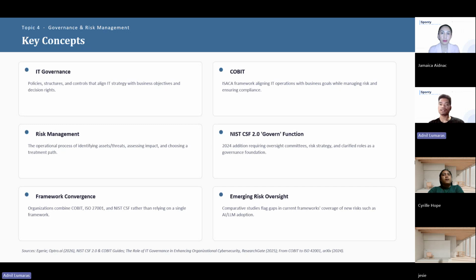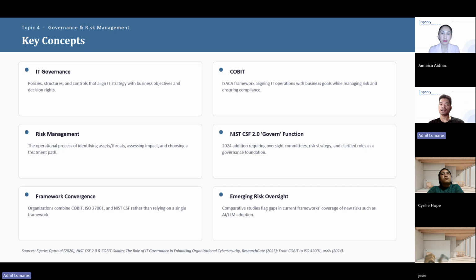A 2025 study on the role of IT governance in organizational cybersecurity describes governance as the set of policies, structures, and controls that aligns IT strategies with business objectives, the framework that decides how security decisions get made, not just what those decisions are. We'll walk through what governance means in practice, what risk management adds to the picture, the major frameworks organizations use, and why the two concepts function best as a single connected discipline. So first and foremost, what governance means in security.